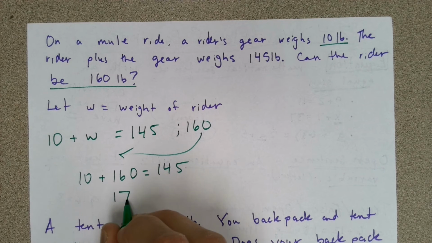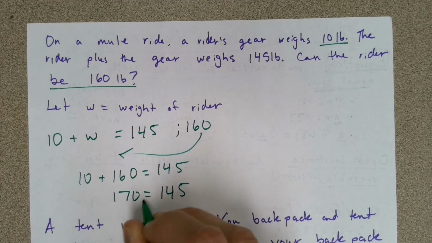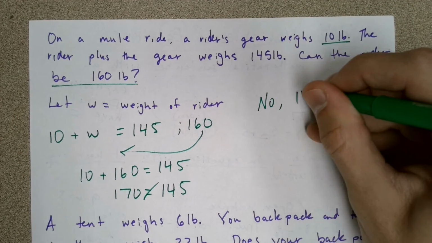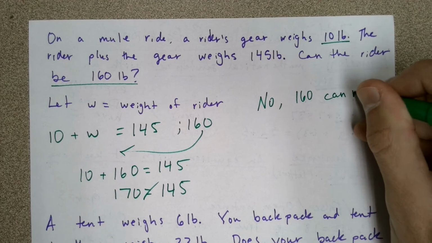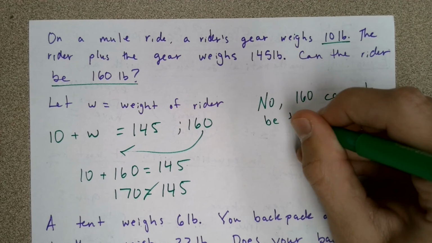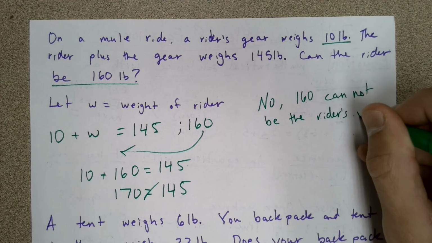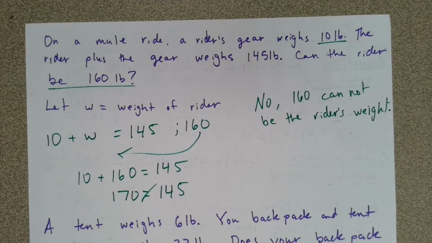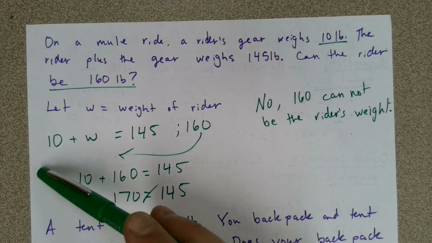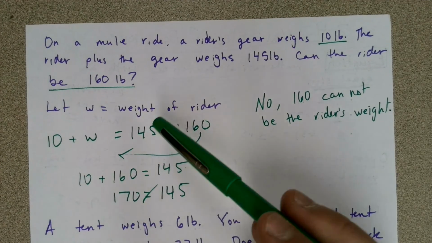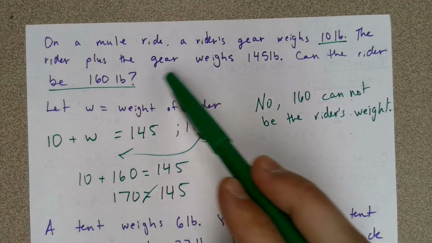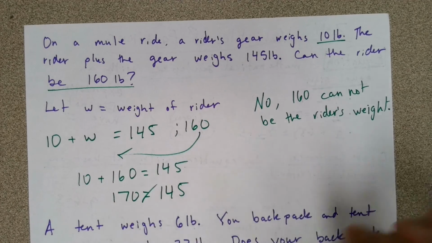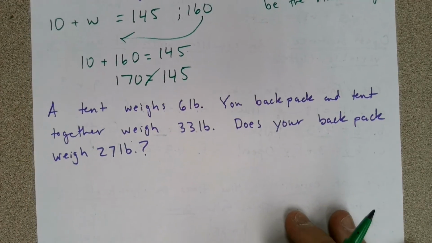10 plus 160 is 170. That does not equal 145. So the answer for this is no. 160 cannot be the rider's weight. 160 is not a solution. We plugged it in. We set up our problem to start. I did 10 plus the weight of the rider equals 145 because they told us the rider plus the gear weighs 145. And then they said, can the rider be 160? Plugged it in. It didn't work out. No, 160 cannot be the solution.